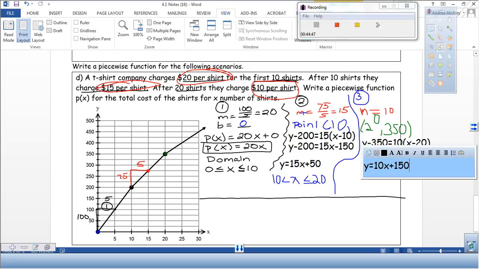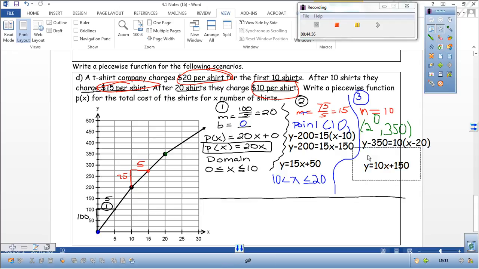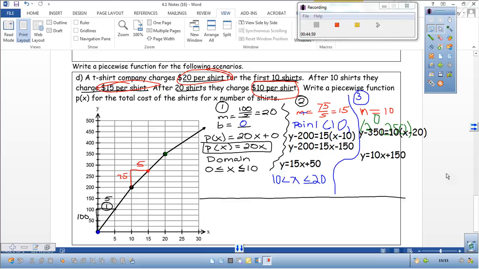Okay? Can anyone not get that? If you distribute the 10, 10 times x is 10x, and then 10 times negative 20 is negative 200, then you add the 350. Negative 200 and positive 350 is 150. Okay? Any questions over that?